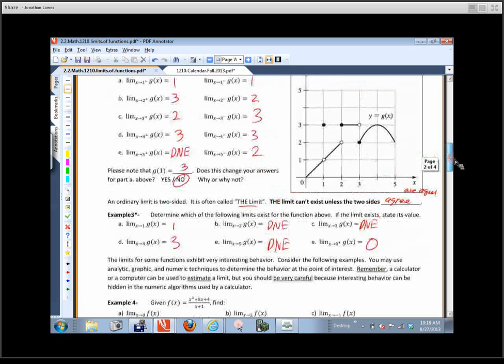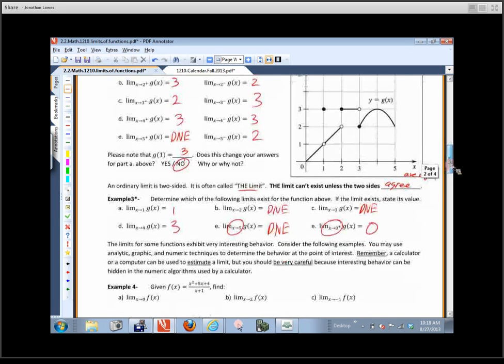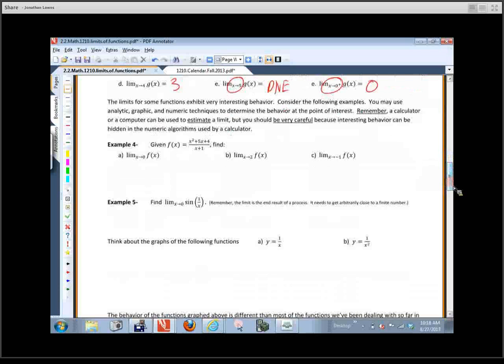Okay, so for E, we put a DNE, but for 0, why can't we put it at 0? Because it's not coming from the left side. Because notice this is a two-sided limit, and that's a one-sided limit. Oh. Okay. Little details there. Okay, any questions?